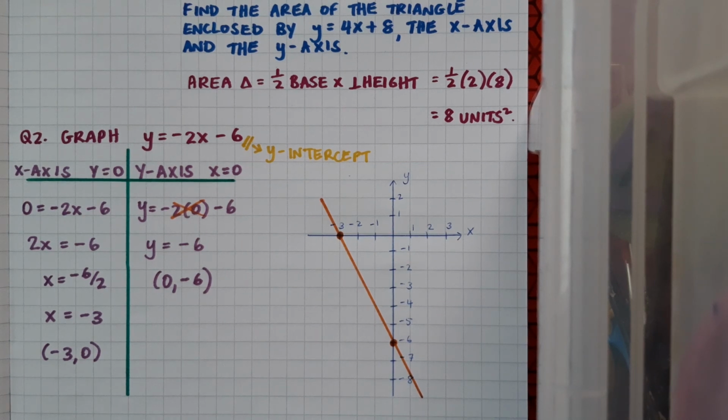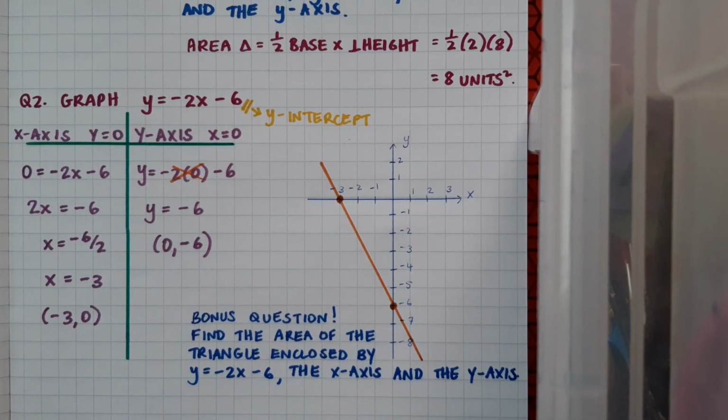And yes, you guessed it, bonus question. Find the area of the triangle enclosed by the line y equals -2x minus 6, the x-axis and the y-axis. So pause here, give that a bash, and then play to see if you're correct.